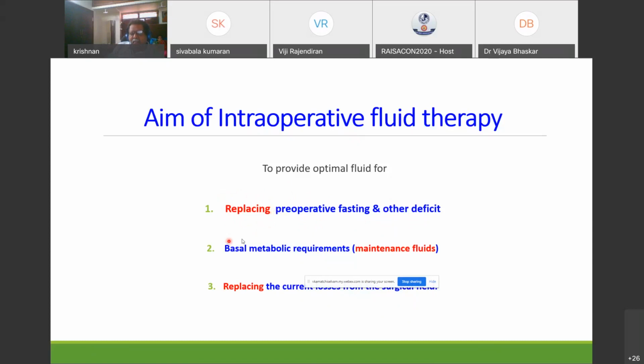Intraoperatively, two things we are going to do. One is we are going to give fluid to maintain our basic metabolic requirement, that is called maintenance fluid. The most important words that you should understand are replacing the fluid and maintenance fluid. The third thing is that intraoperatively the patient will be losing fluids and blood, so we'll have to replace the current loss. So these are the three things that you should do perioperatively.